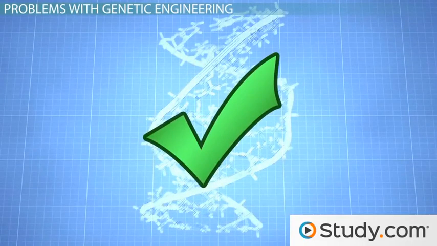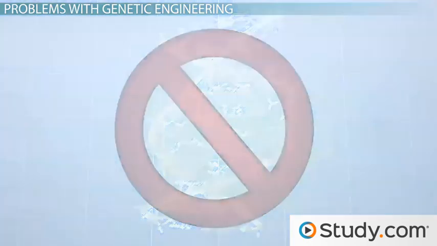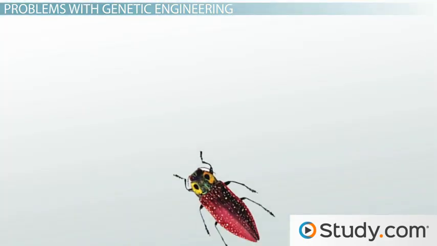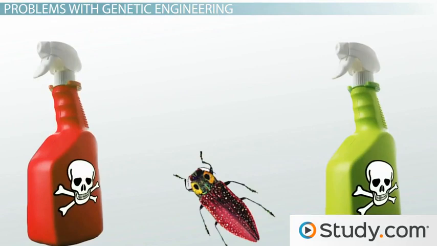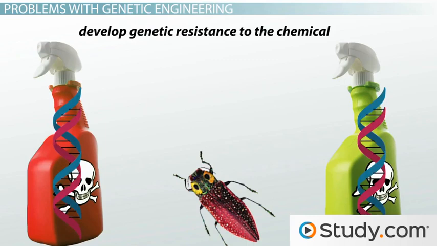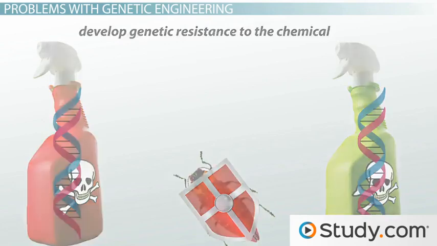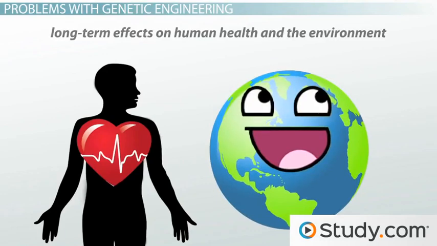Although there are many benefits of genetically engineered crops, there are also some major issues and concerns associated with these types of crops. One major concern is that as pests experience constant exposure to the pesticide or herbicide that is genetically inserted into the crops, they will develop genetic resistance to the chemical. If the pests develop genetic resistance, eventually the genetically modified crops would no longer be successful at preventing harm and would become obsolete.